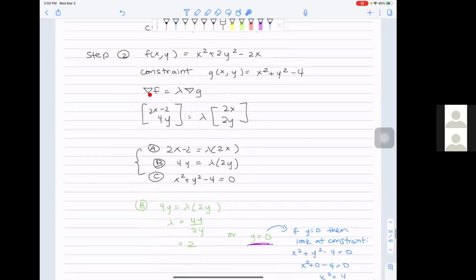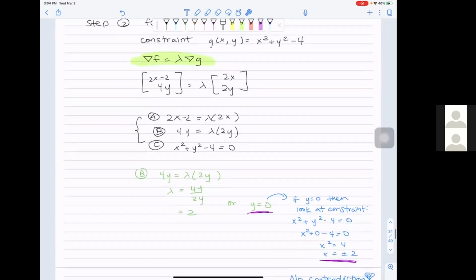Then in this equation, we have gradient f equals lambda gradient g. Gradient of f is 2x minus 2, then for y, and gradient of g is 2x, 2y. So now we have 3 equations in total. You want to take the equations you get from this gradient equation. So we have the first row, which is equation A. The second row is equation B. And then your third equation is always that constraint. So we have 3 equations right now.